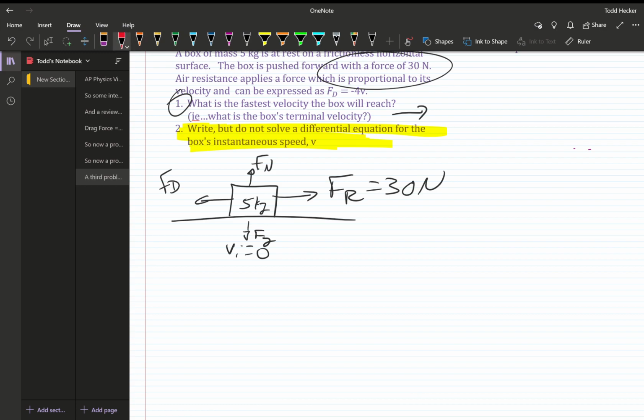So here we go. Net force equals mass times acceleration, which equals the force of Roy plus the drag force, or minus the drag force, however you want to think about that.